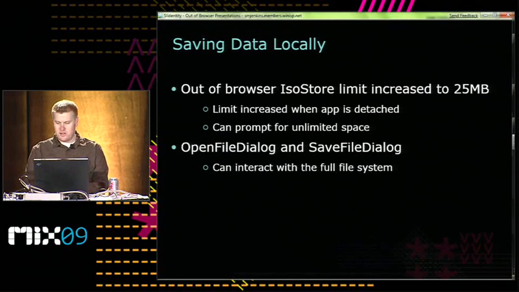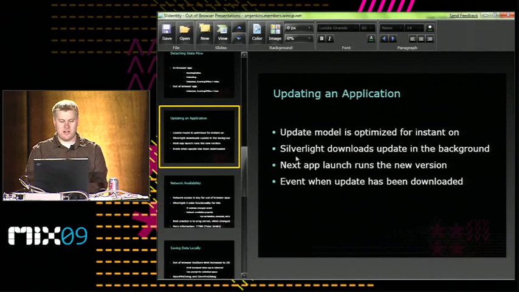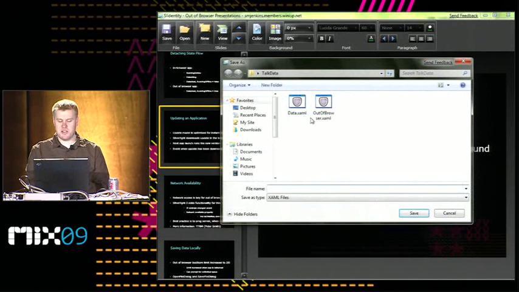Okay, so let's show off the open and save file dialogues here. Save file dialog lets you save anywhere on the machine. Joe showed this earlier. But basically what it does is it prompts the user for a file name, and then it gives the developer back a stream. So you've protected the user's file system by not letting the developer know where they've chosen, but it lets you save something.